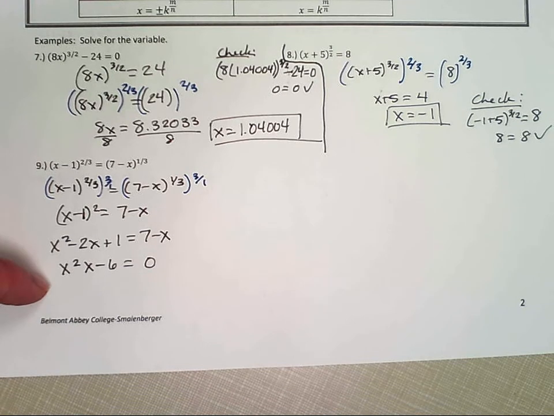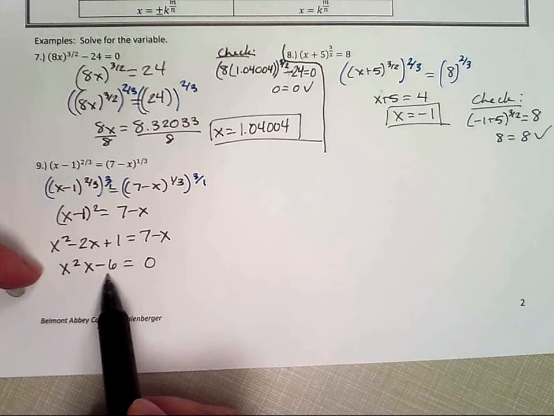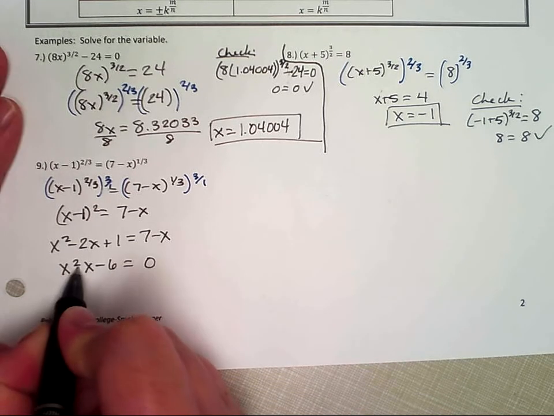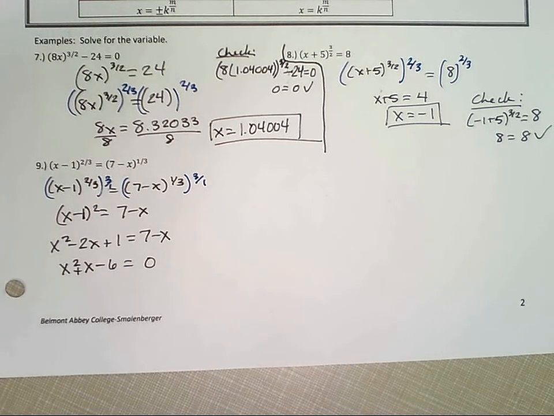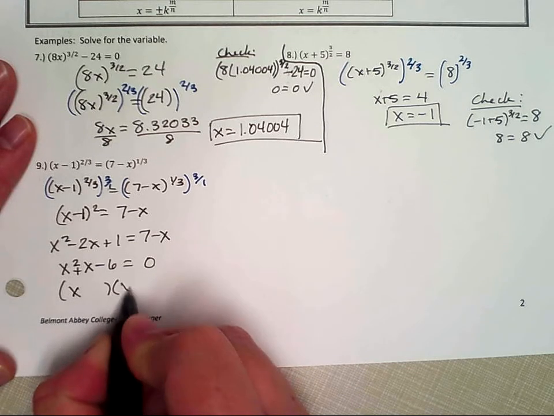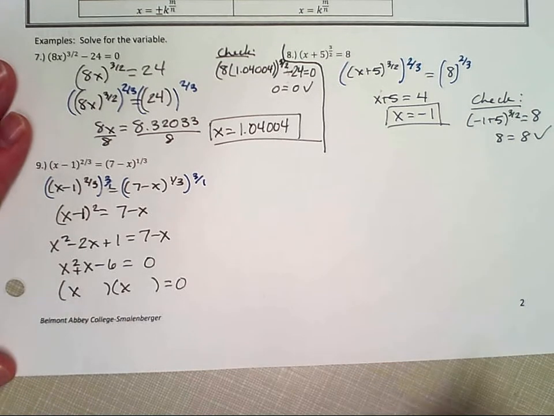Did I get this right? Some people are looking at it a little funny. So I subtract 7 over, I get -6. I add x over, and I get positive x. Oh, is that why you guys are looking at it funny? Okay, so now I'm going to try to FOIL. If I can't FOIL, I can always use the quadratic equation. So what multiplies to -6 and adds to positive 1?